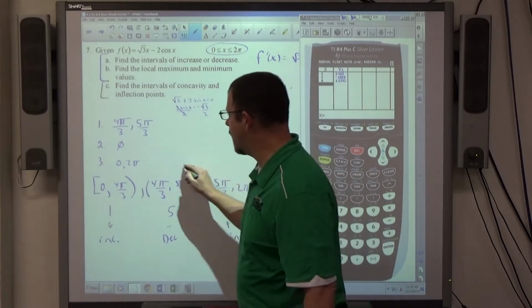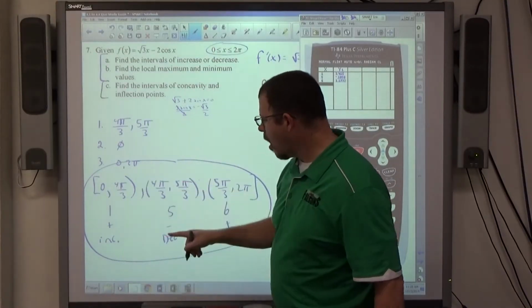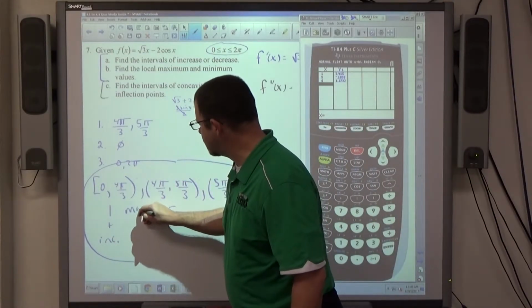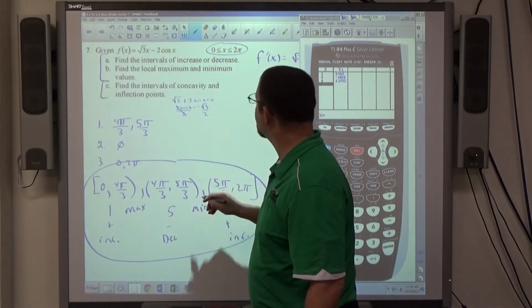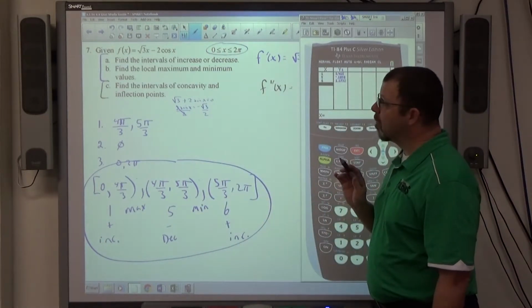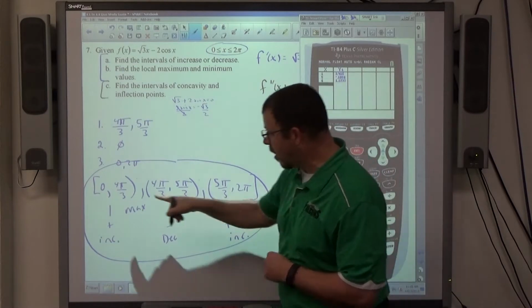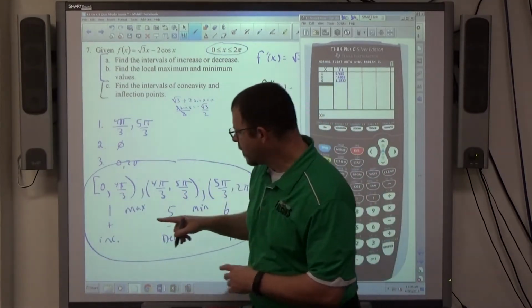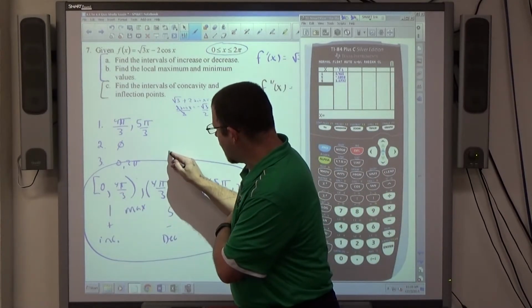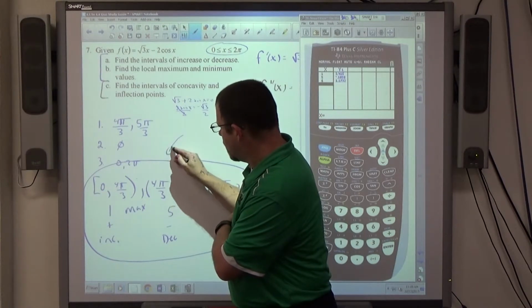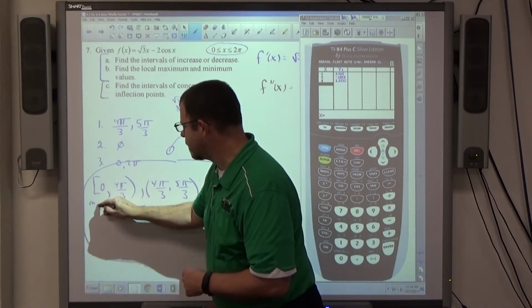So again, for question A, there's question A answered. Also, I know that it hits a maximum here and a minimum here. It says local maximum minimum values, which means that there's also a maximum minimum here also. So think about this. If you start somewhere and it increases, where you're starting is a minimum.